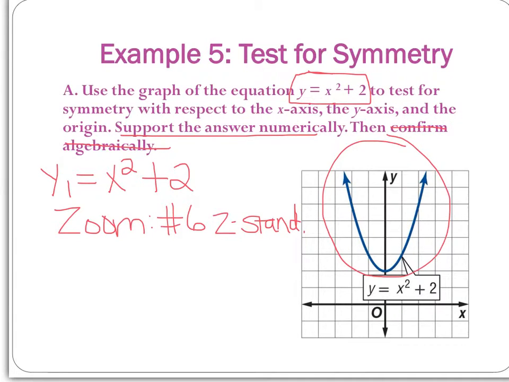And what I need to do is then go to the table setup, which is found by pressing 2nd and window, and changing my independent variable to ask.